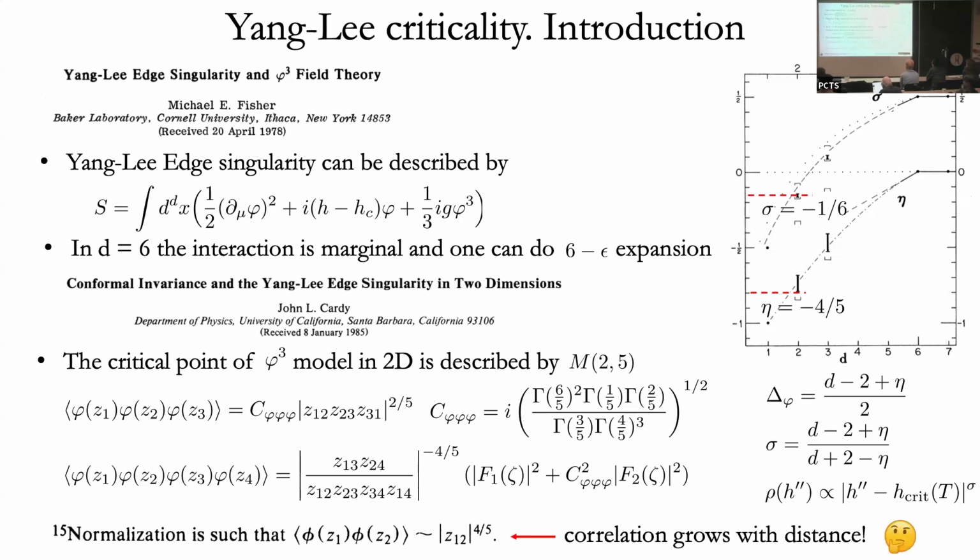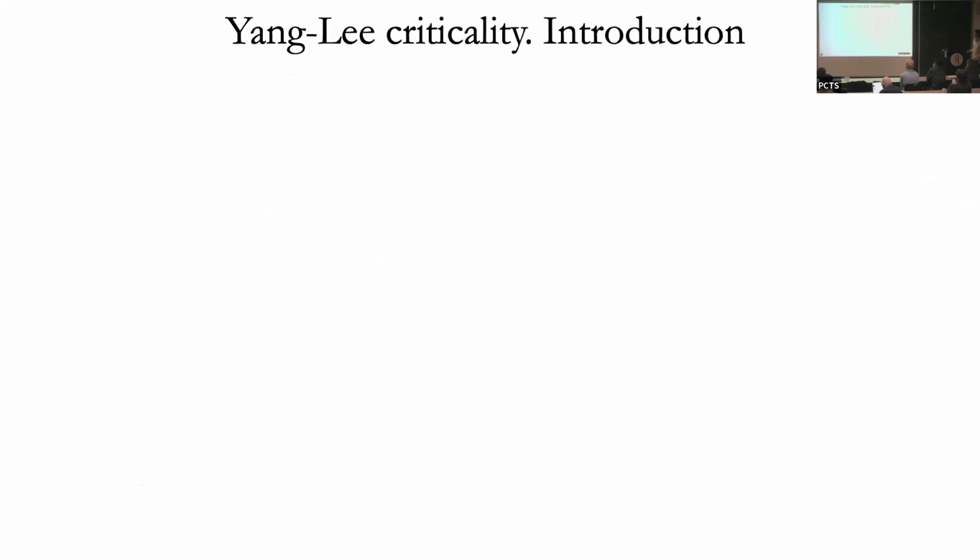And what is bizarre about this model is that because the anomalous dimension of this primary field phi is negative, the correlation function grows with distance, and that's a very counterintuitive feature. It's hard to believe that a correlation grows with distance. And I don't know why Cardy put this sign of equality. Maybe there was some confusion going on at that time. But yeah, all right. So I'm going to talk about this correlation function today.